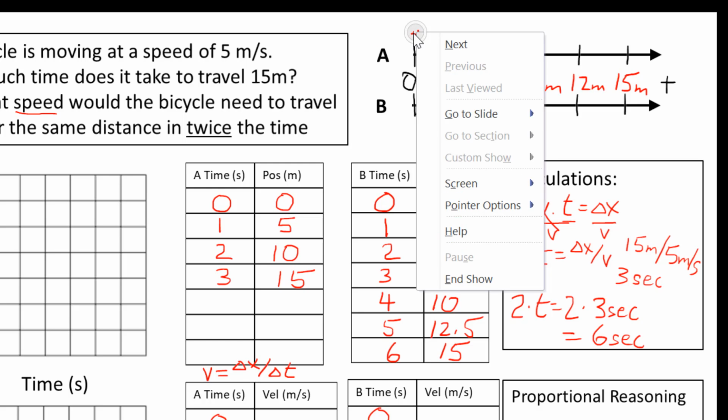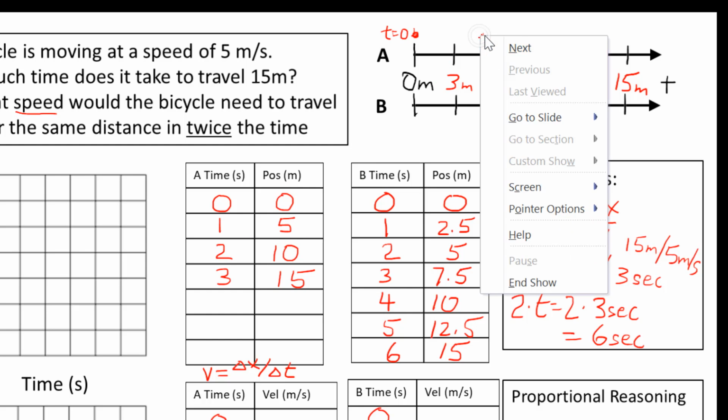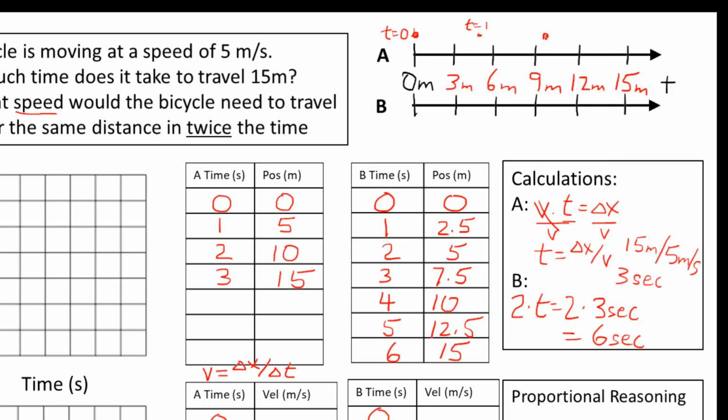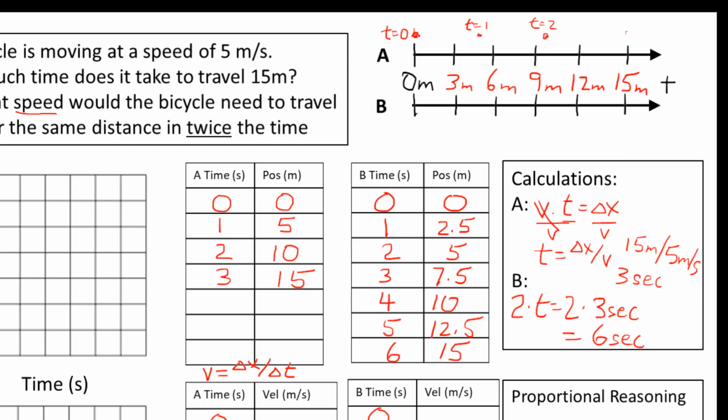So at a time of 0, it's at a position of 0. This might be a little bit tight up here, but you'll get the idea. At a time of 1, it's at about 5. At a time of 2, it's at 10, and at a time of 3, it's at 15. I'll put my arrows in there. I know it's moving in the positive direction to the right.